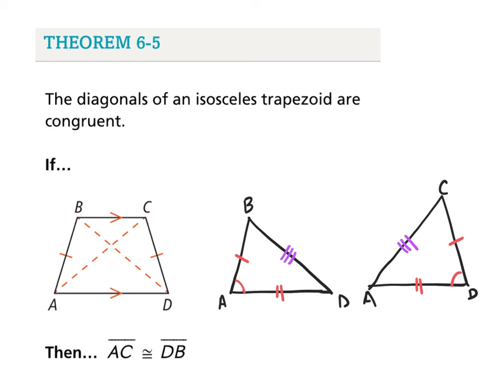Let me write that out. CPCTC, which stands for corresponding parts of congruent triangles are congruent. So once we know these triangles are congruent, we could say that these other parts right here that correspond to each other have to be congruent, which happen to be the diagonals of our original trapezoid. So that's the proof of why our diagonals will always be congruent in an isosceles trapezoid.